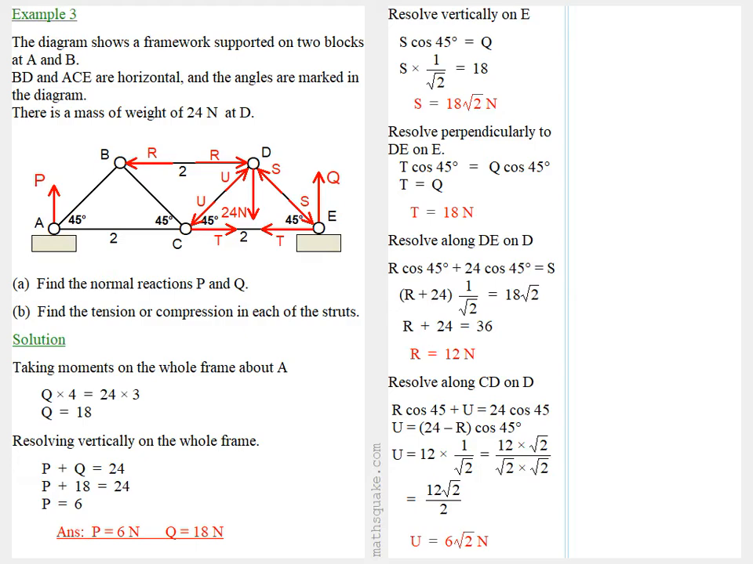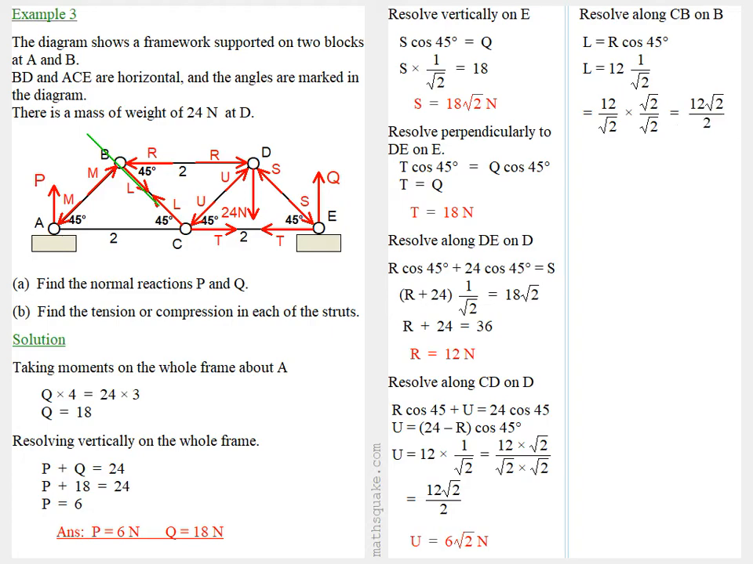We can now mark in the forces along BC. We'll assume they're tension and label them L, and we can draw in the forces along AB, which I'll assume are compression and label them M. We can now resolve along CB on B, and that gives us L equals R cos 45, which means L is equal to 12 times 1 over root 2, and we can rationalise the denominator by multiplying by root 2 over root 2, which gives us 12 root 2 over 2, so L is equal to 6 root 2.